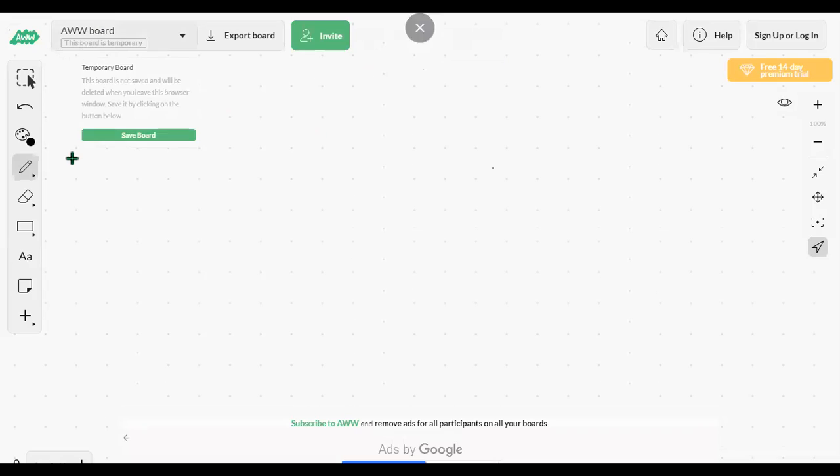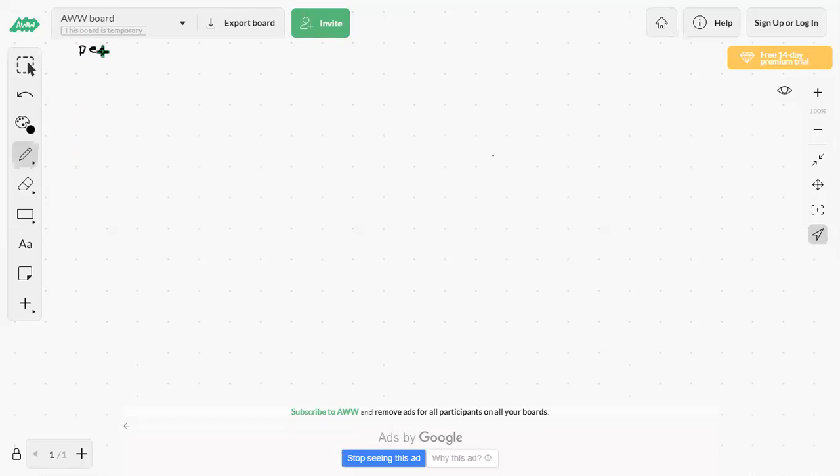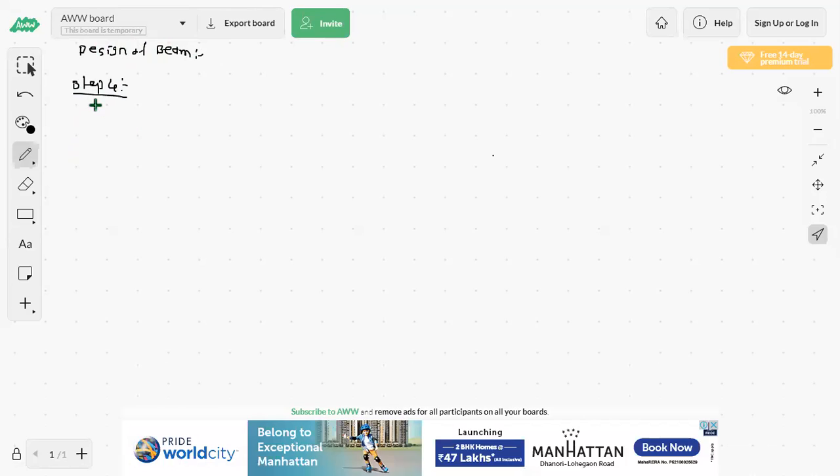Okay, so we'll continue the last problem. How many steps have we covered? First two, three steps we have covered, I think. Okay, so design of beam. We'll continue from step 4. So what is step 4?